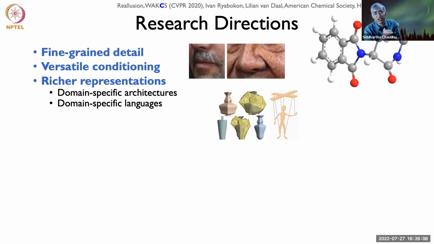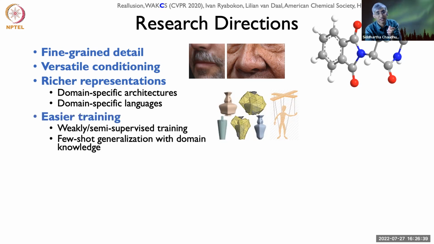We'd also like to have much richer representations. So we'd like to be able to handle things like structural graphs, which are way more complex. Think of the structural graphs of proteins, for example, and how can we generate these structures for drug discovery or protein folding and so on. And this will require a lot of domain-specific work, domain-specific architectures, domain-specific languages which can be induced for describing these classes of shapes and so on and so forth.